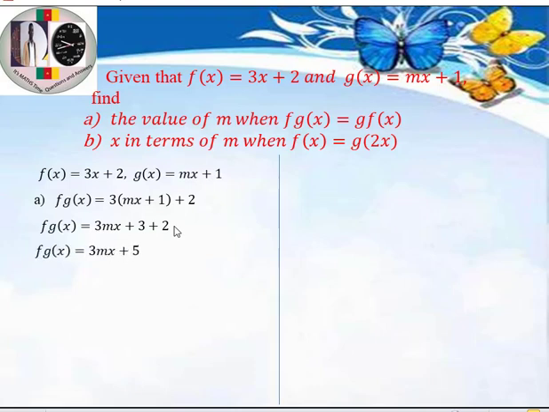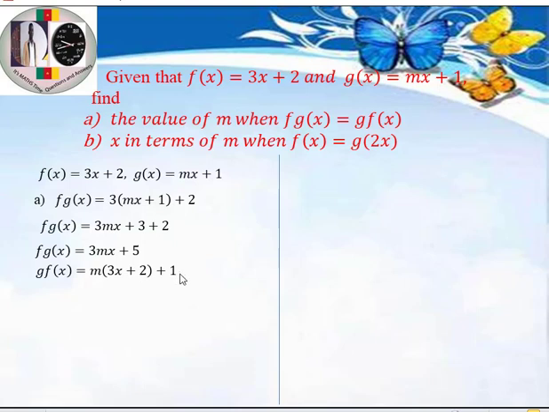Again, we are going to look for g f of x. In this g f of x, we are going to take f of x and substitute inside g of x anywhere we see x. So in this case, what is g of x? g of x is mx plus 1. So instead of x, we are going to substitute f of x, which is 3x plus 2. So we have g f of x equals m into, instead of x, 3x plus 2, which is f of x, plus 1.